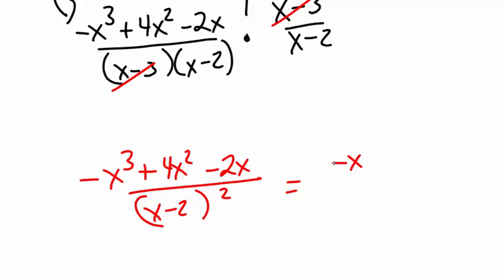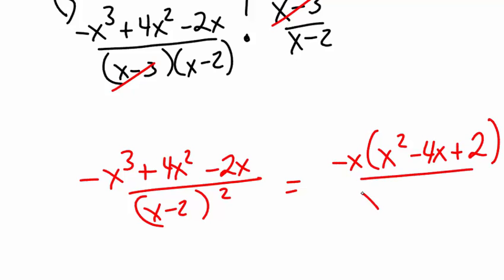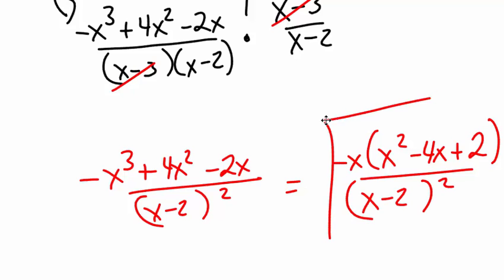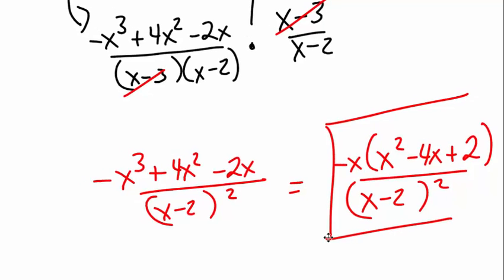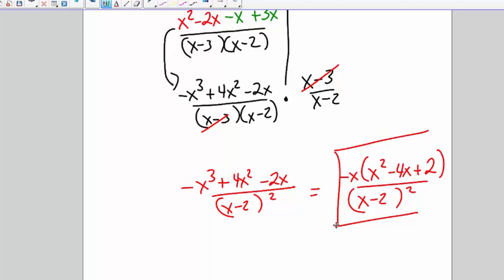And I can simplify that a little bit. I guess I can pull out the negative x and leave it with x squared minus 4x plus 2 all over x minus 2 squared. And that would be the answer that I was really looking for that problem. And if you can do all those and do them well, the test should be easy for you.